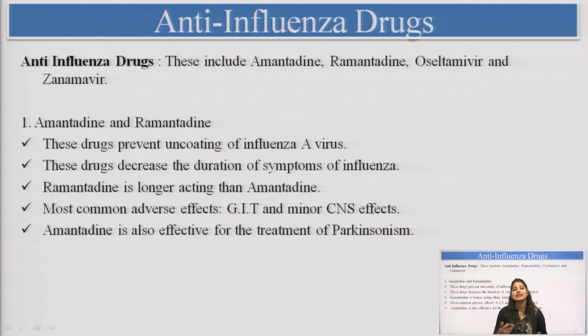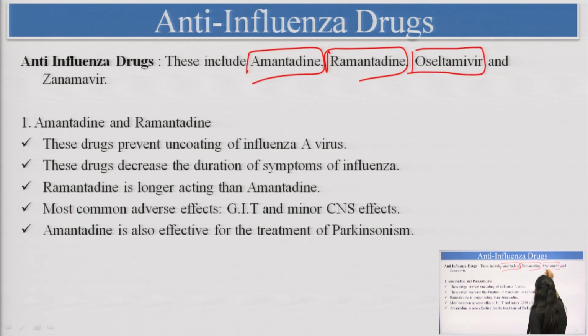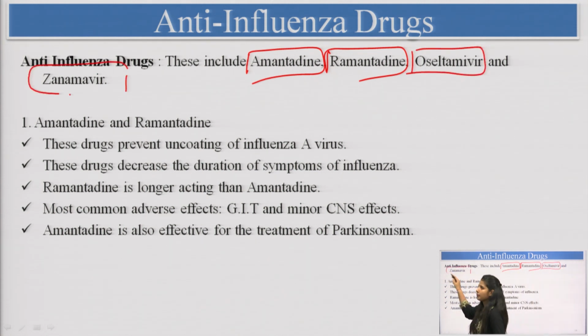Coming to the next viral infection, influenza. Okay. So, for influenza, we have anti-influenza drugs. What are the symptoms of influenza? Cold and cough, yes. So, there will be chills, there will be fever, okay, there will be headache, body pain. These are some common symptoms. Now, anti-influenza drugs include amantadine, rimantadine, oseltamivir and zanamivir.